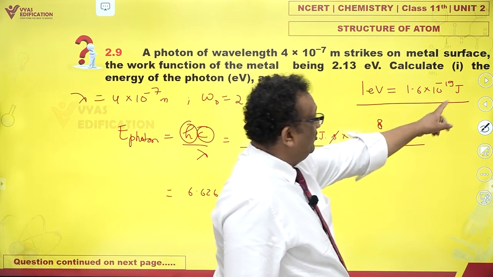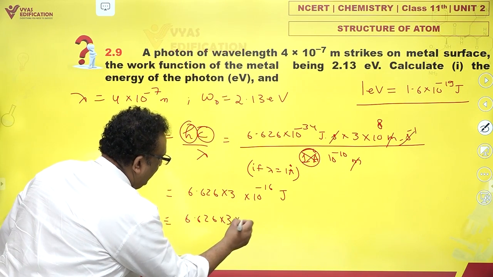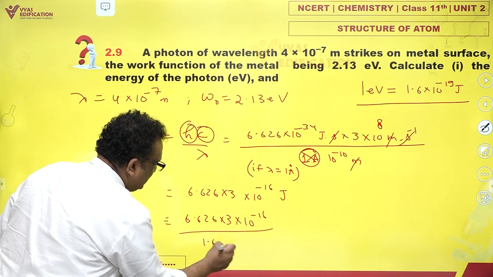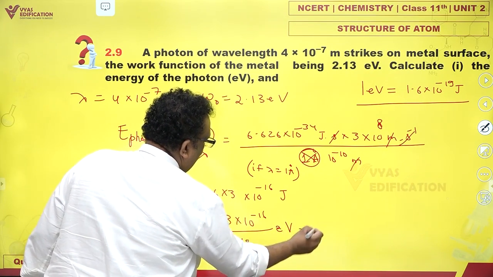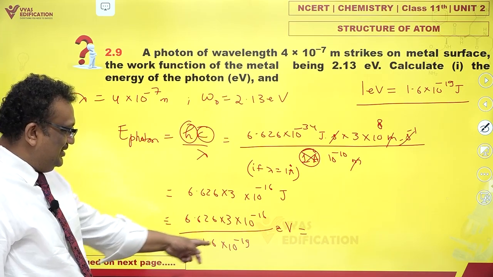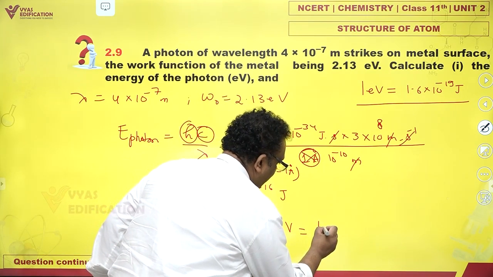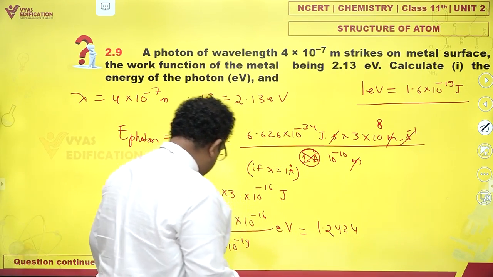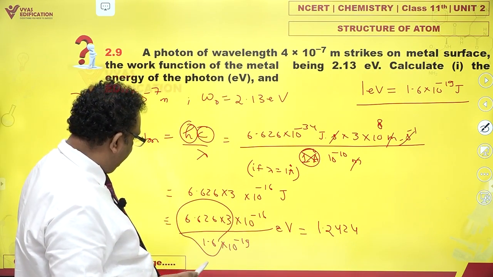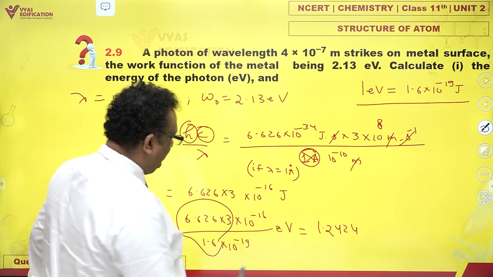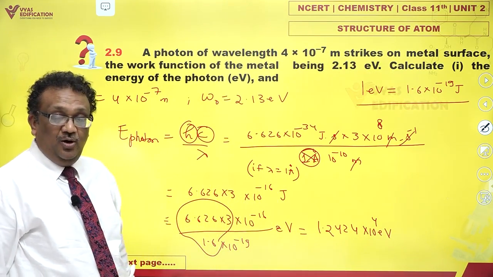Can I calculate this in terms of electron volts? Yes. This would correspond to 6.626 into 3 into 10 raised to minus 16 upon 1.6 into 10 raised to minus 19 electron volts. How much is this? Yes, we can easily calculate that and get the number. It is 12.424, these three numbers together, into 10 raised to 3 into 10 raised to 4.